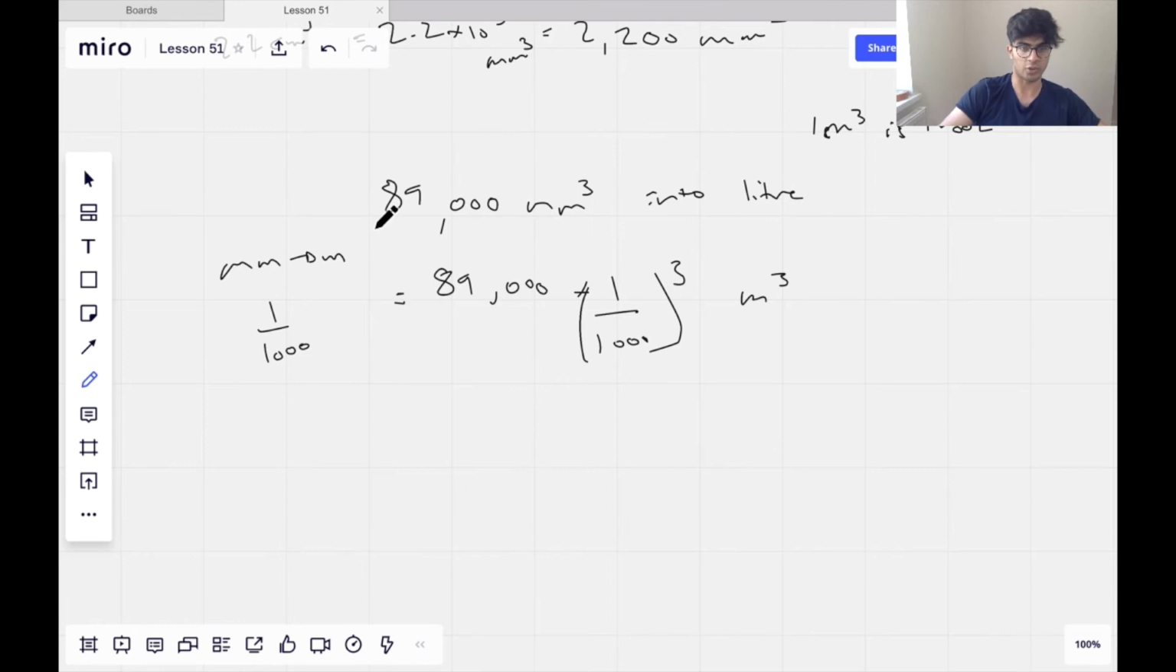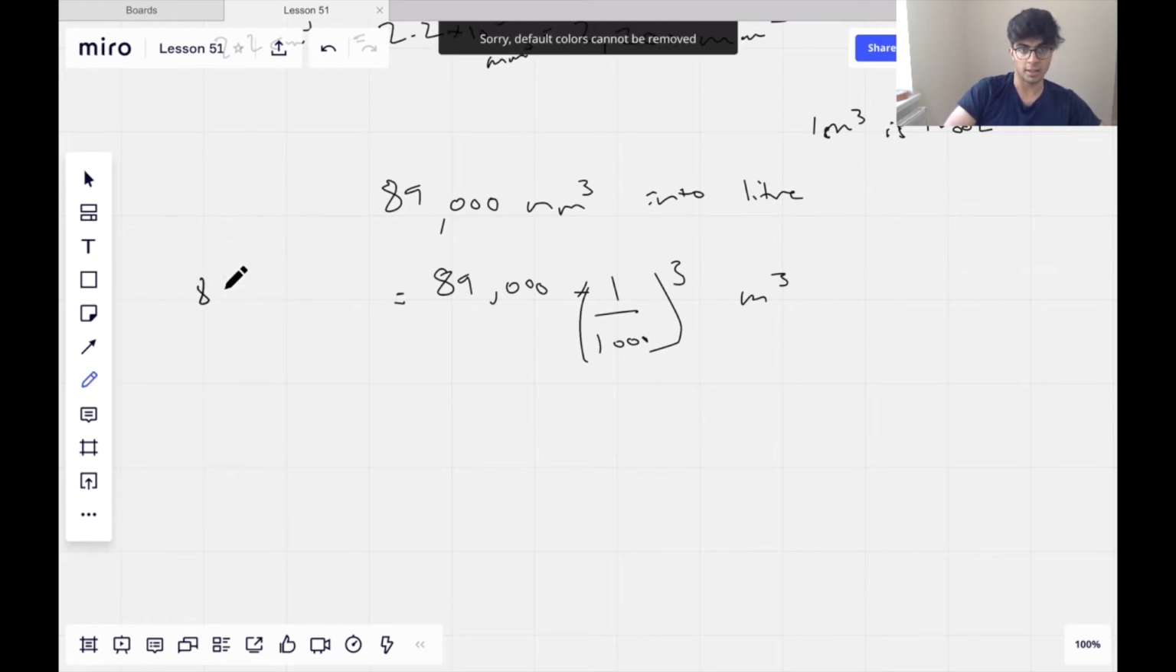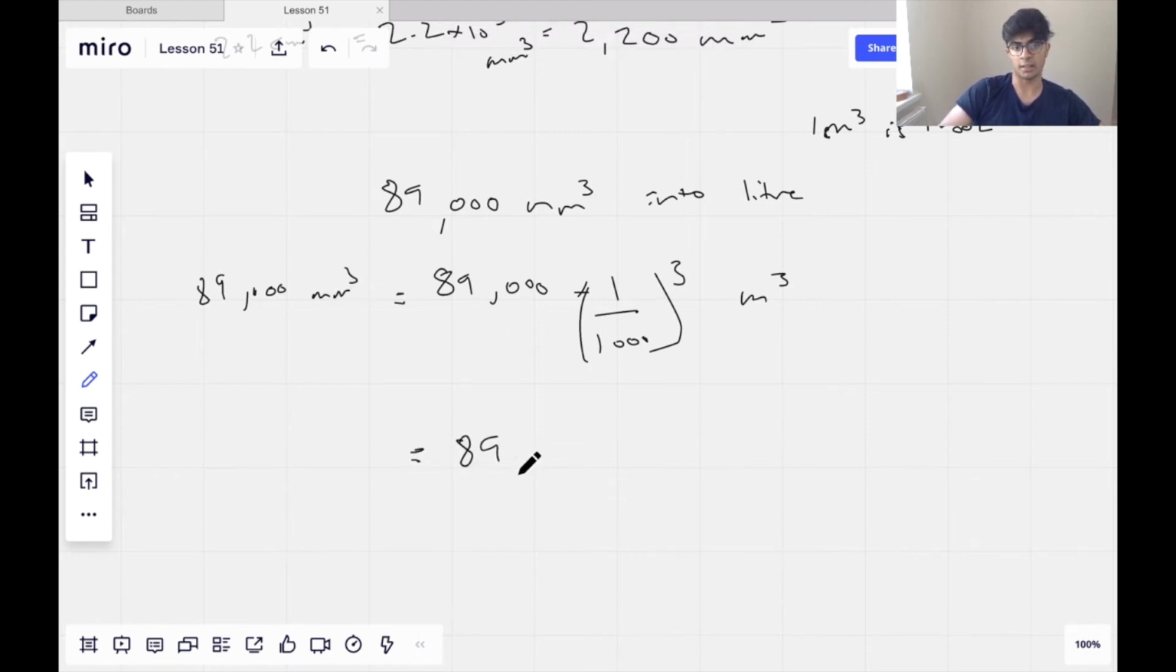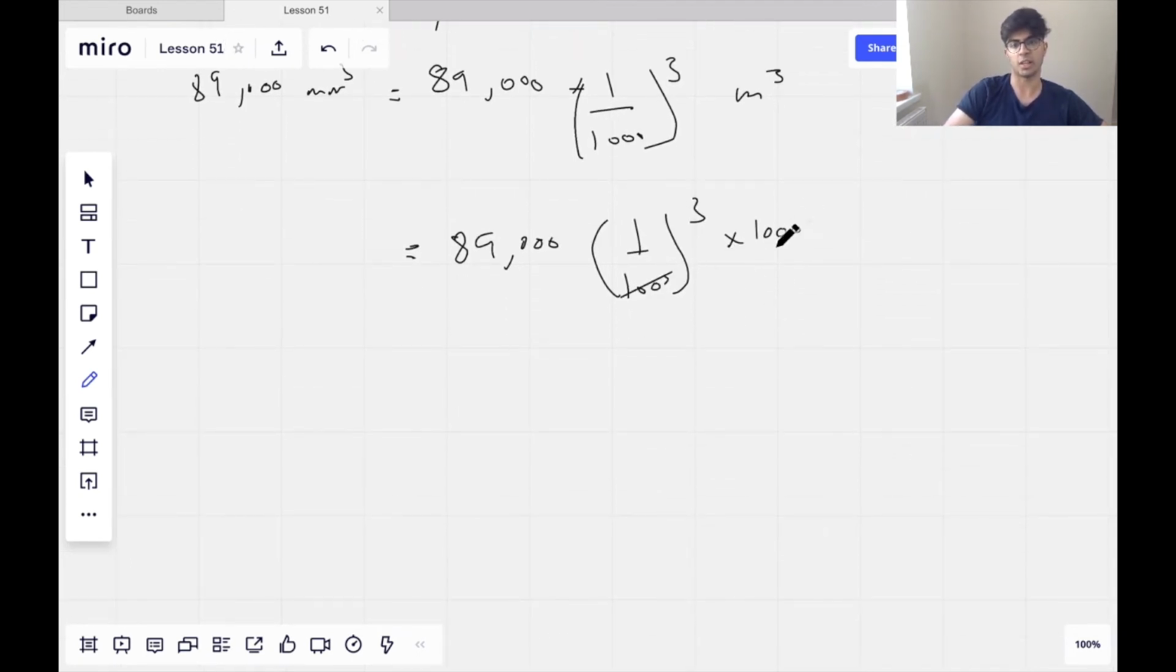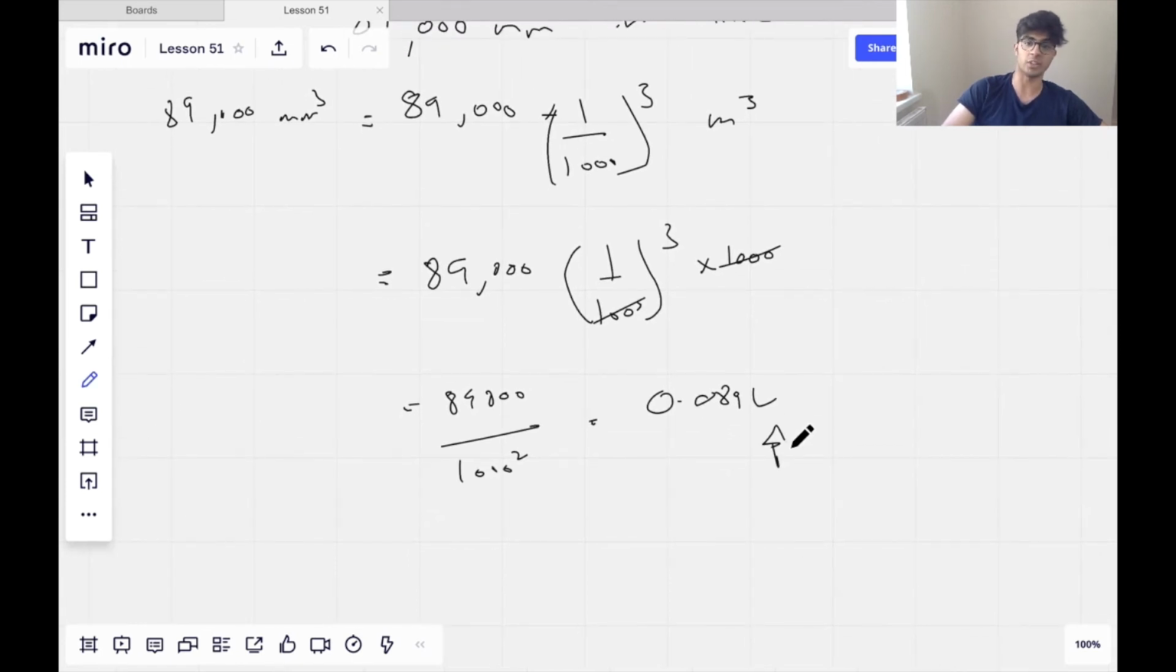Sorry, this working isn't actually too well done. You'd say something like, on the left, 89 millimeters cubed is equal to this, which is equal to 89, and remember we times by 1,000 from this. Then we have 1,000 up here and 1,000 down here, so one of those cancels. So we have 89 divided by 1,000 squared, which comes out to 0.089 liters. And again, it's really important to have the units at the end because they've asked us explicitly in the question.